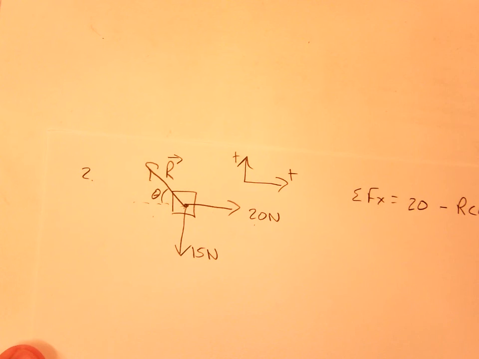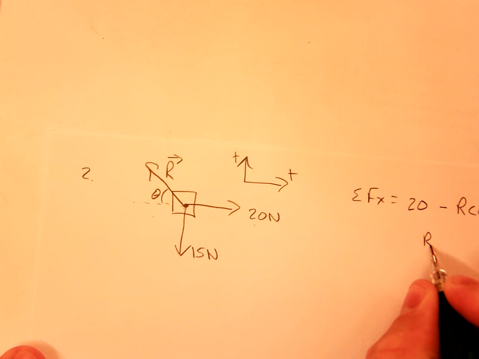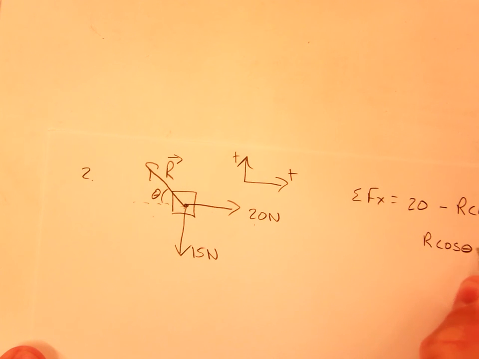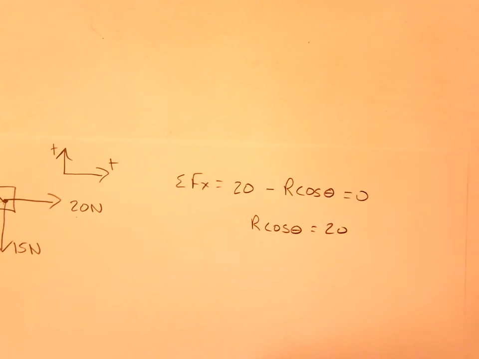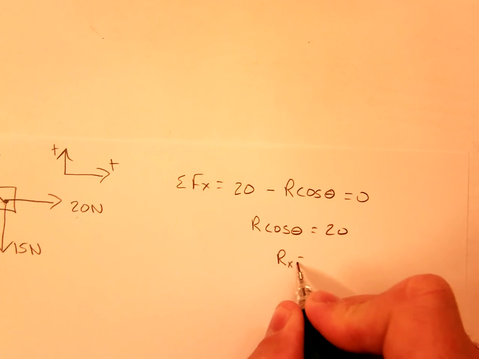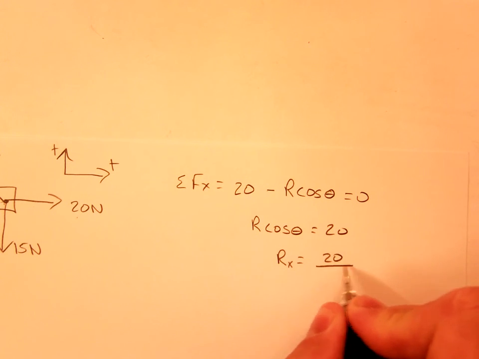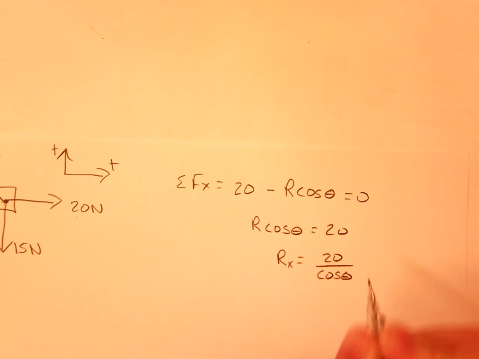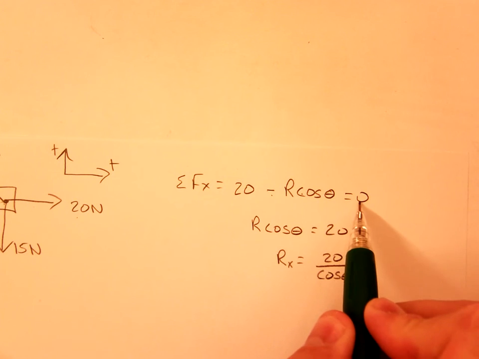Well, actually, it says the horizontal and vertical components of R. So R cos theta is equal to 20 if I move everything over. So R in the x direction is equal to 20 over cosine theta. Why isn't it negative R? Because I moved this R over.